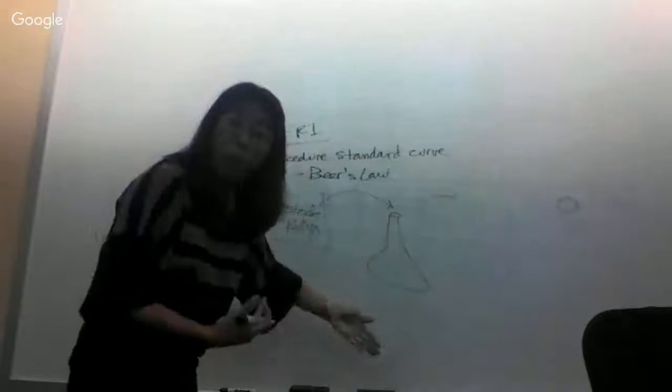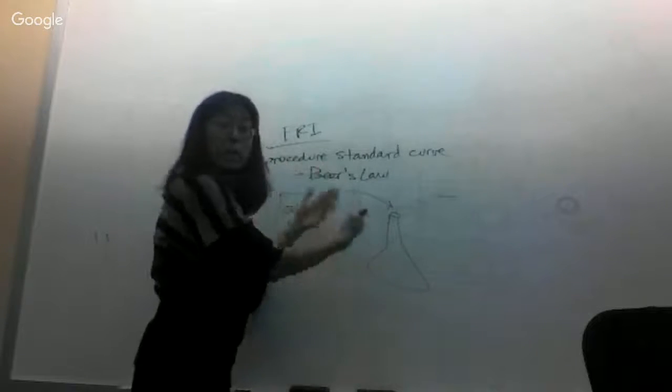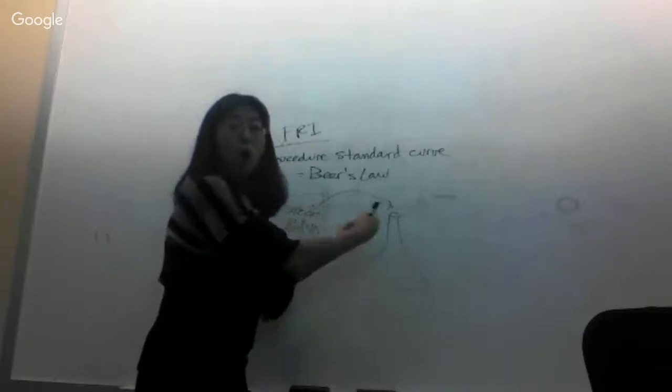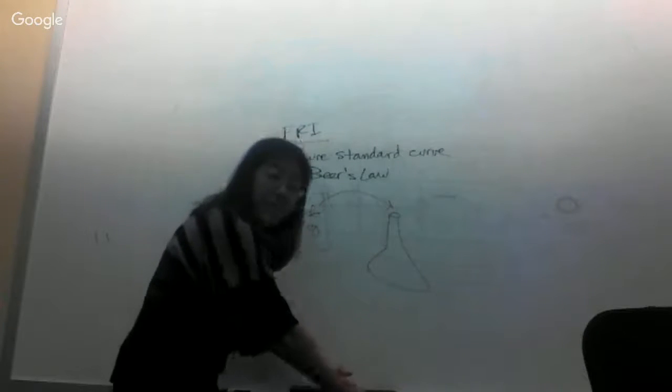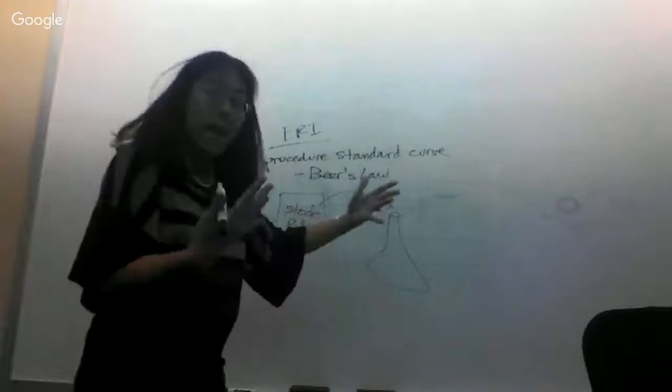You're going to do this 4 more times. So what size containers are you going to have? Are you going to pull out 2 milliliters, 4, 6, 8? Are you going to do 1, 3, 5, 7? How much are you going to pull out from each one to make your standard curve?